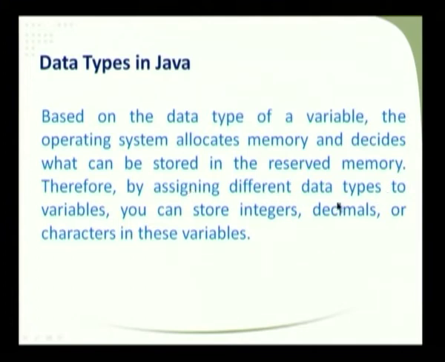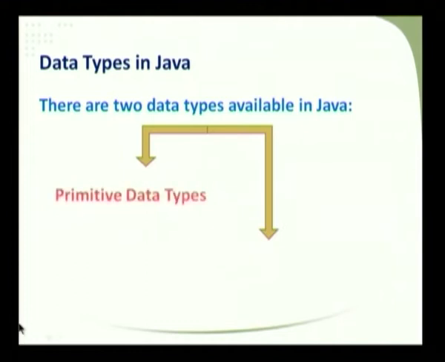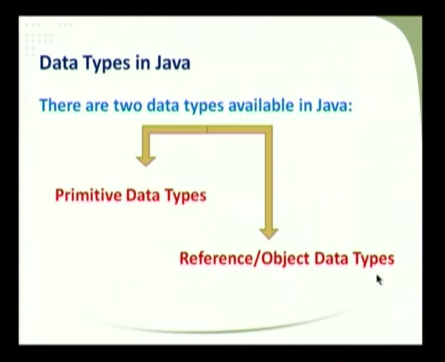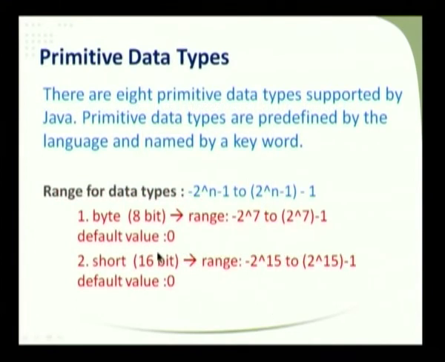Therefore, by assigning different data types to variables, you can store integers, decimals, and characters as various types of variables. In general, data types can be classified as primitive data types, reference object data types, or user defined data types. We will first look into the primitive data types. There are basically 8 primitive data types supported by Java, predefined by the Java language and named by a keyword.